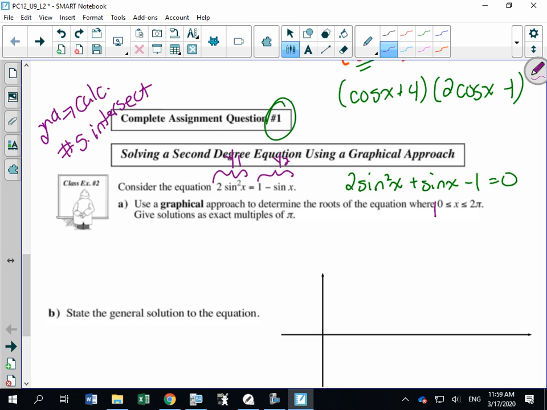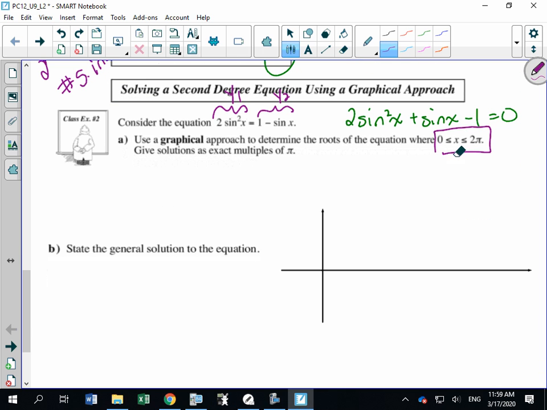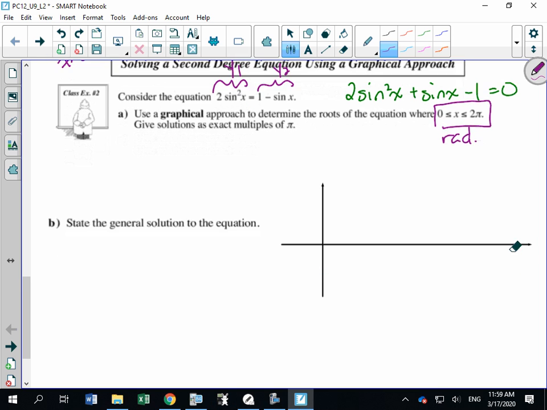Okay, this is our given domain. Super important because it tells me 2 things. It tells me that they want it in radian mode, and it tells me what to set my window at. So essentially, they want me to go from 0 to 2 pi. And so for my x's on my window, I'm going to go from 0 to 2 pi.